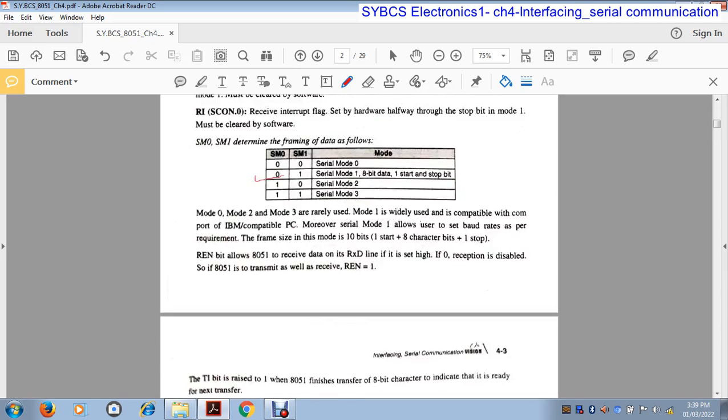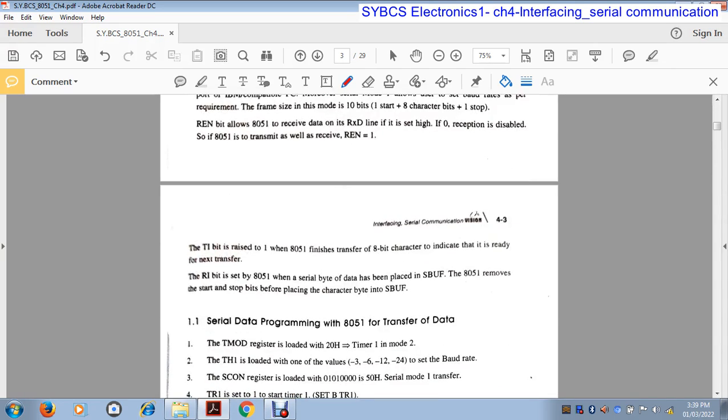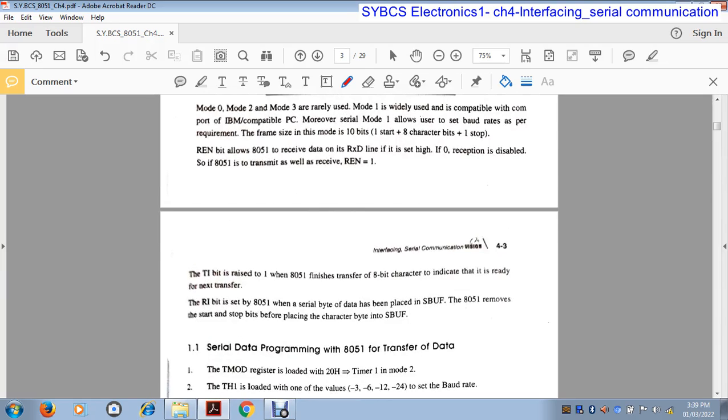Okay, so here the REN bit allows the 8051 to receive data on the RXD line, that is the receive line, if it is set high. If it is 0, reception is disabled. So when the REN bit is 1, the receiver is ready to receive the information. Otherwise, when the REN bit is 0, the receiver cannot receive any information.